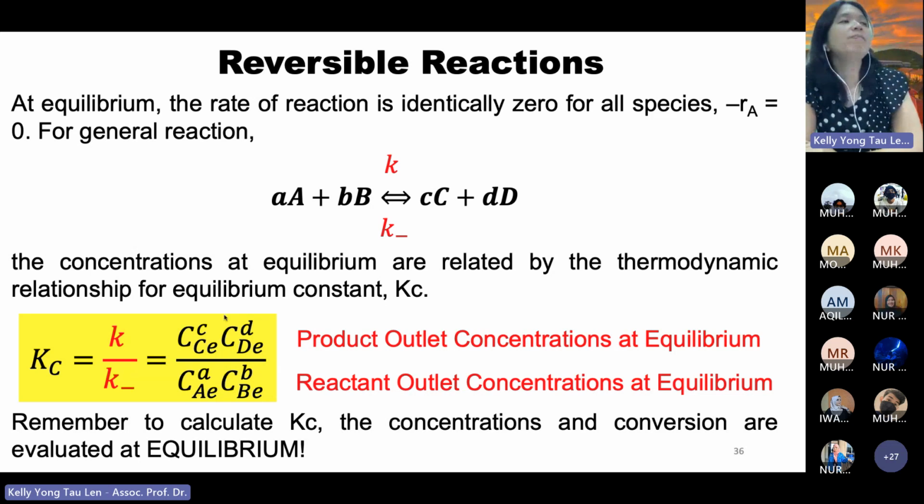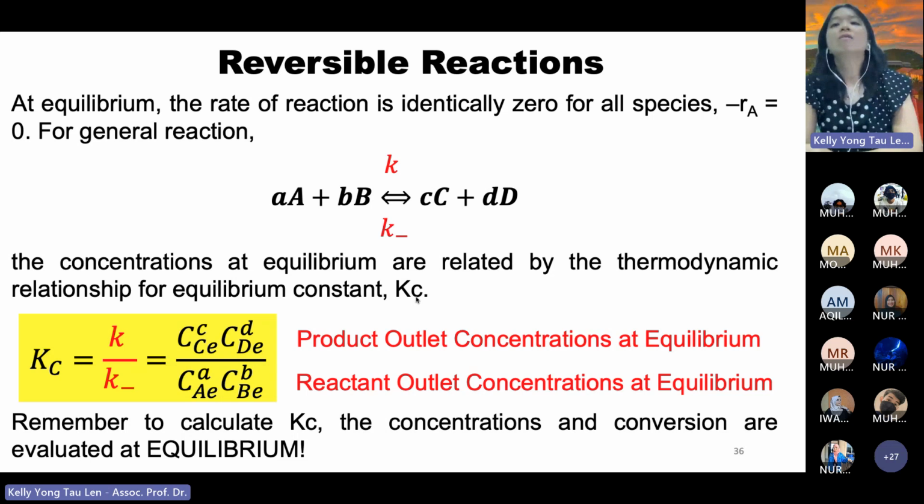What I mean by equilibrium is that the rate of reaction is identically zero for all species, meaning minus rA equals zero. This happens because at equilibrium, the concentrations of A, B, C and D are at equilibrium with one another. Dia dah tak berubah, dah tak bertukar. Meaning unless you disturb the system, the concentration remains constant, forward and backward. It is only achieved at the condition we call equilibrium condition, and at this condition, the concentration no longer changes, right?